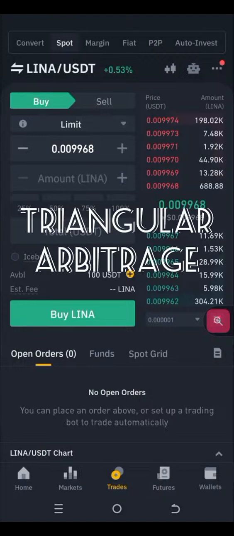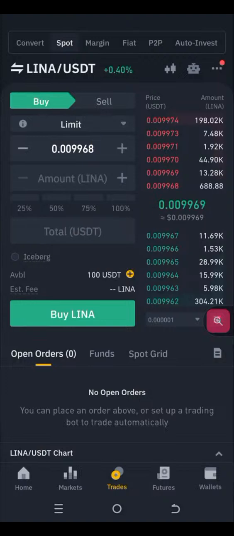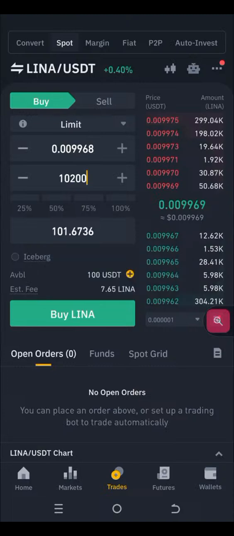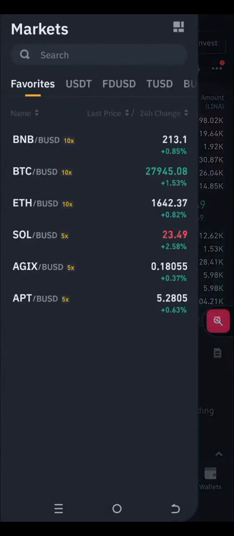I hope this is going to work, right? By the way, this is triangular arbitrage. Let's go ahead and see this. I'm just going to put this in here and see. Oh, $1.67. Not bad at all. 1.67%. Let's go.